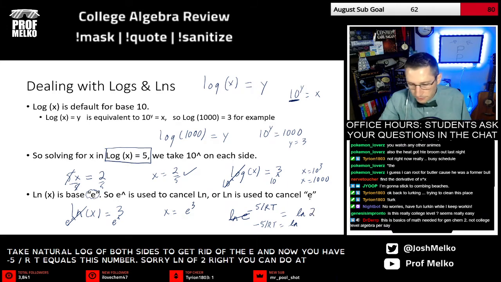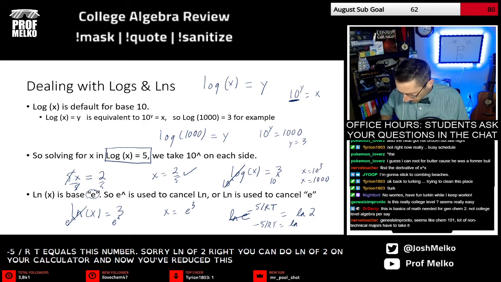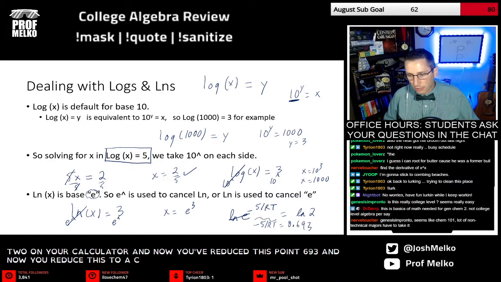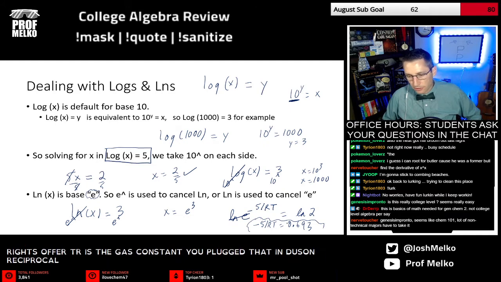You can do ln of 2 on your calculator, 0.693, and now you've reduced this to a simple algebraic problem you can solve, right? Solve for t, r is the gas constant, you plug that in, do some reciprocals, and solve for t.